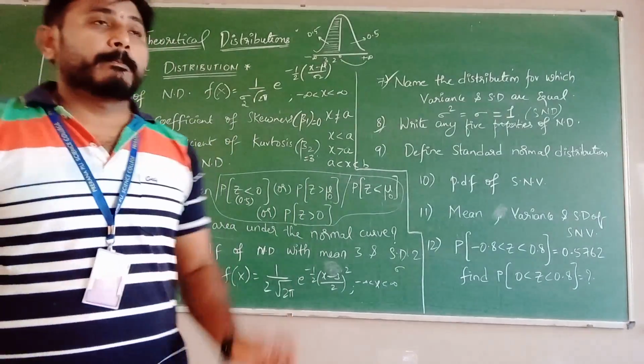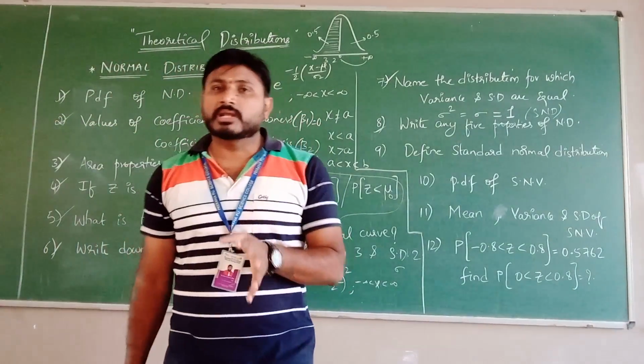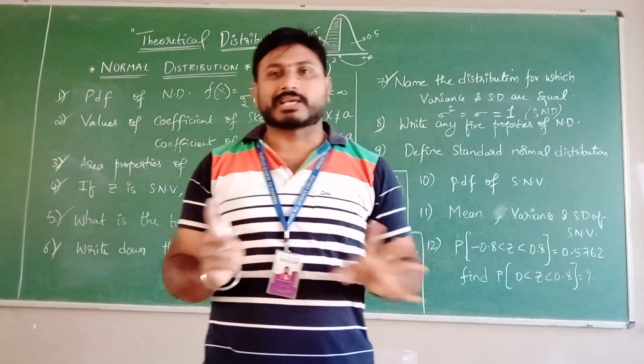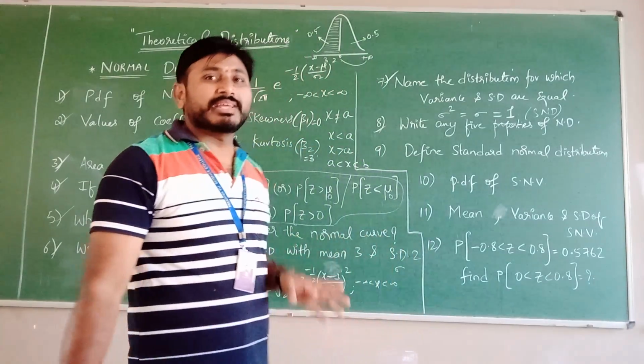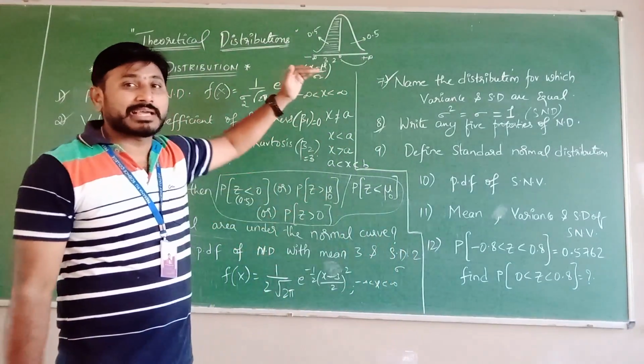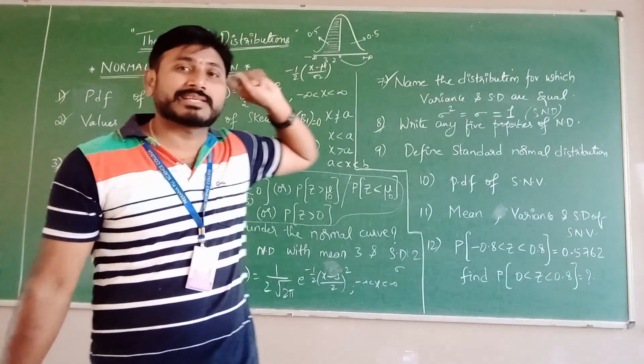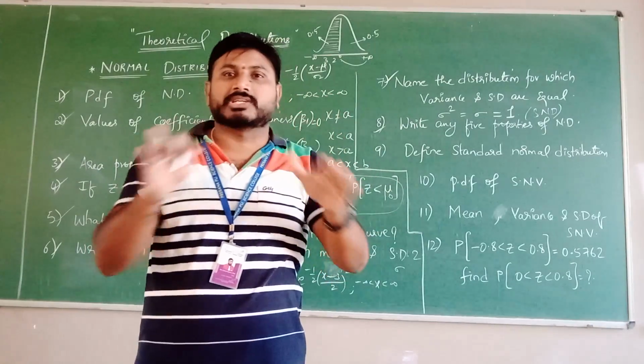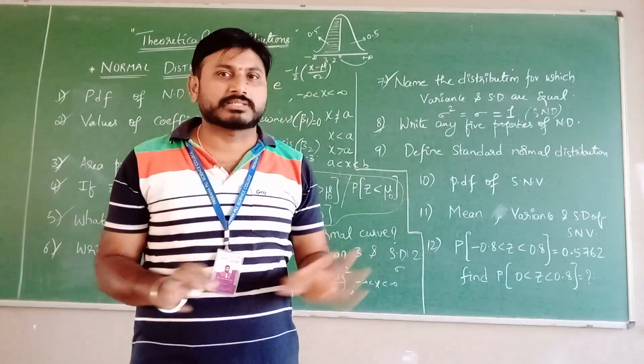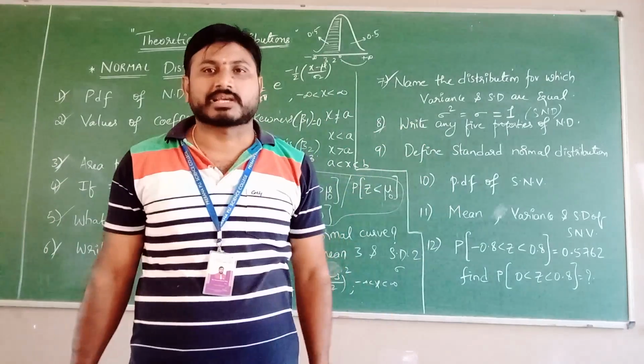And then, the normal curve is always asymptotic to the x-axis. Asymptotic means which does not touch the x-axis line. Look at here. The curve seems to be touching it, but it does not touch the x-axis line. That's why it is asymptotic to the x-axis.